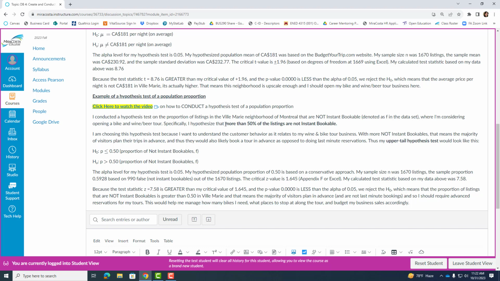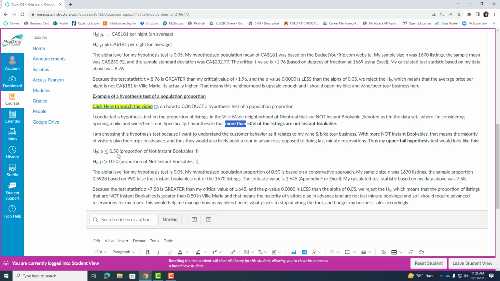So because I have this set up as a more than, this is going to be an upper tail test, and this is how I would write it up. I'll start actually with the alternative because this is what I'm testing. The alternative hypothesis that I'm testing is that the population proportion of not instant bookable Airbnb listings is going to be greater than 0.5 or 50%. And then my null is just the opposite, which is the population proportion of not instant bookables is going to be less than or equal to 0.5.